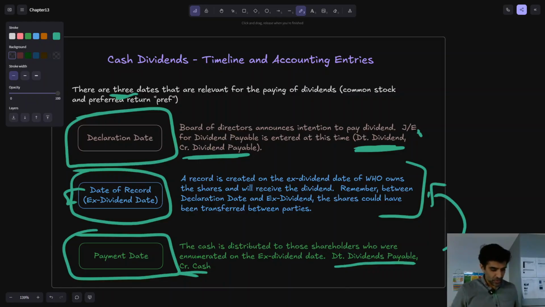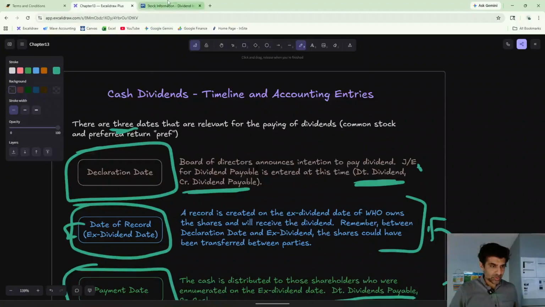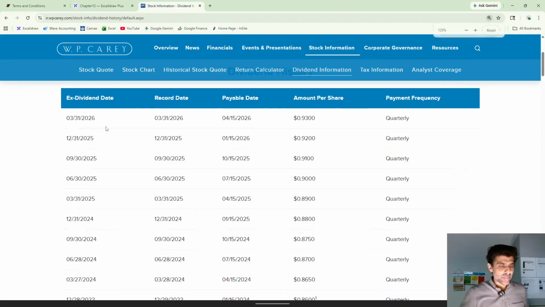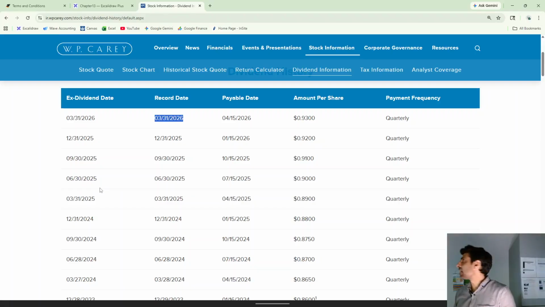Just to give you a look at how this actually looks, this is the dividend history of this company, WP Carey. It's a real estate company. You can see that they pay a quarterly dividend, and the ex-dividend date and the date of record are either the same day or one day apart, because sometimes the ex-dividend date is on a holiday. Basically you can think of this as when they're checking for who the owners are. Then they have the date that it was actually paid and the amount.